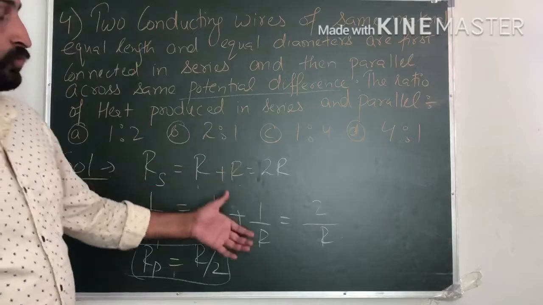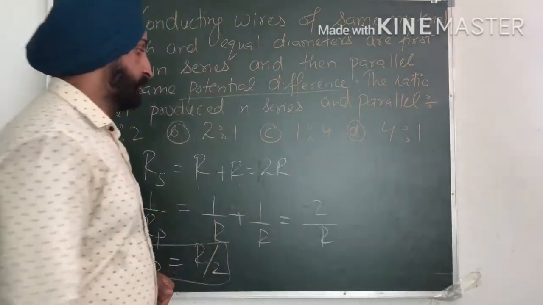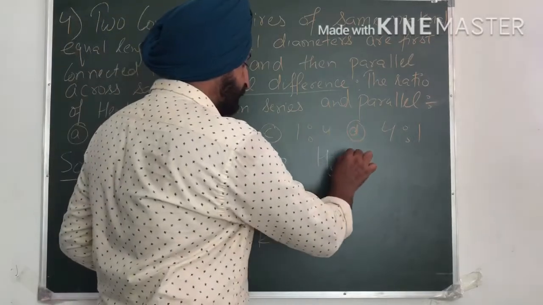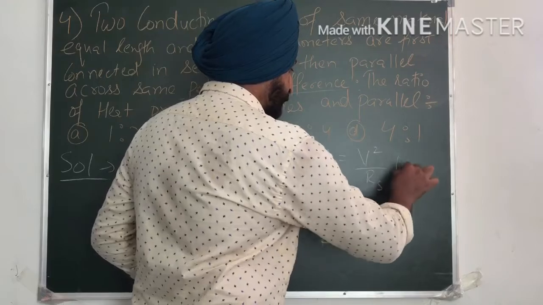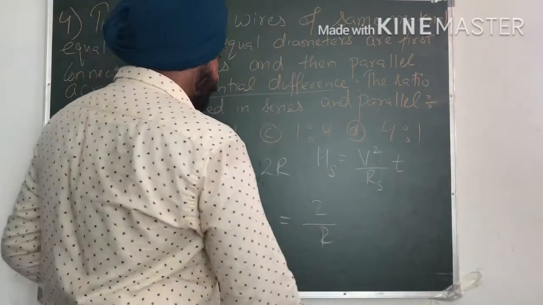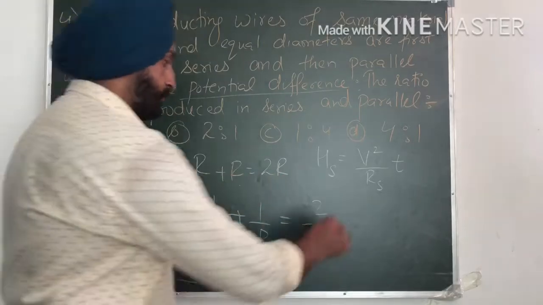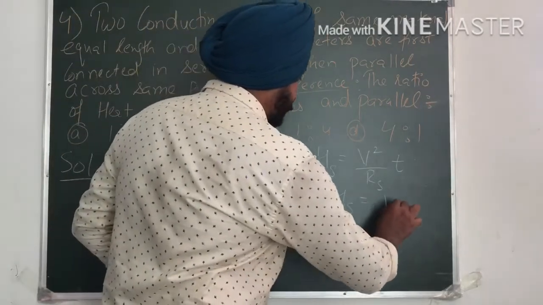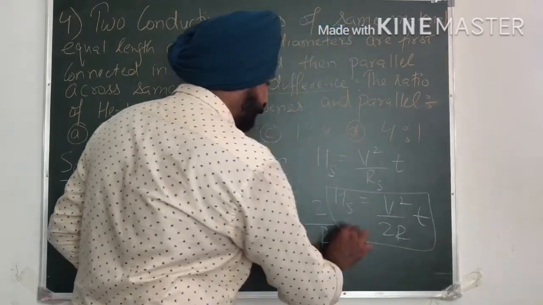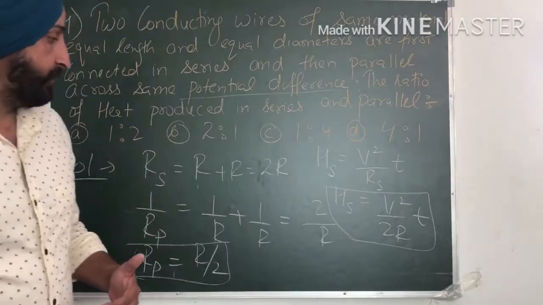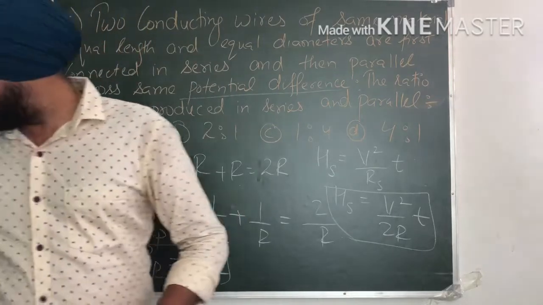Now as these two configurations are connected with the same potential difference, it is given in the question. So the formula for heat in series would be equal to V square by R in series into T. Right? So what is R in series? R in series is equal to 2R. So heat produced in series would be equal to V square by 2R into T. Fine. Similarly, we can write the formula for heat produced in parallel.